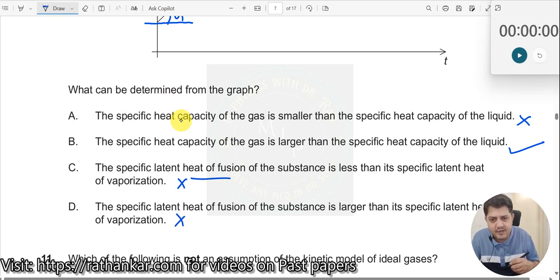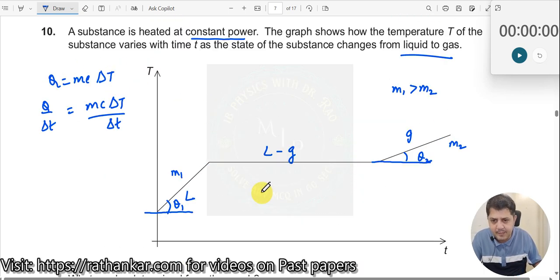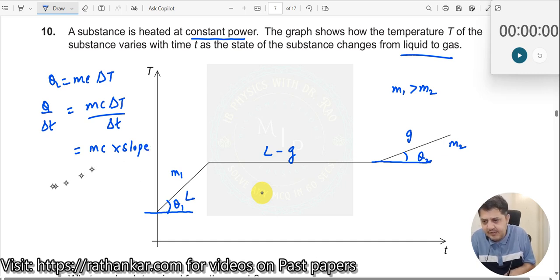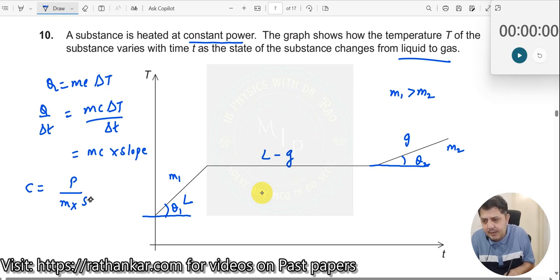If you want to understand from the graphical analysis, you can refer to my tutorials, but at the same time I can also tell you how this works. Now Q by delta T equals mc into delta T by t, so I can write this as mc multiplied by slope. Now I can write specific heat c equal to Q by delta T, which is constant power, divided by m multiplied by slope.